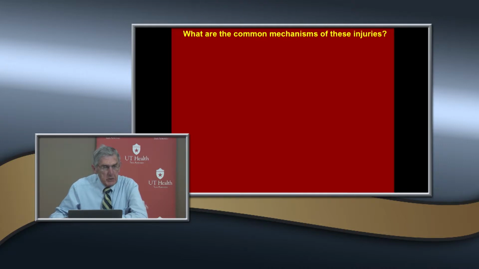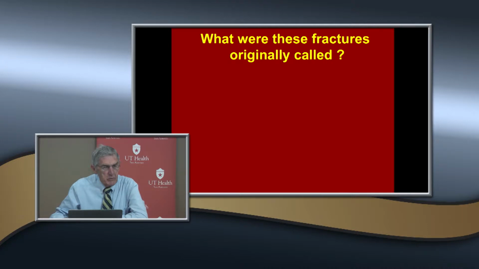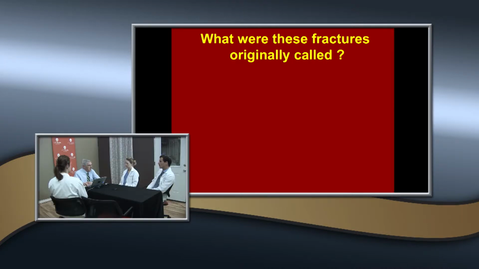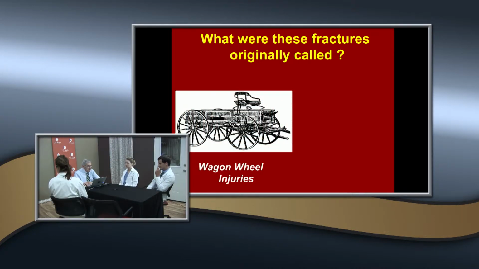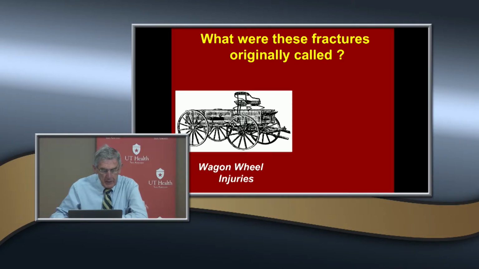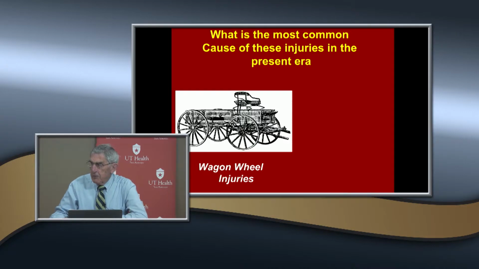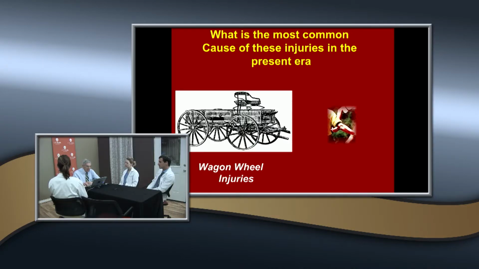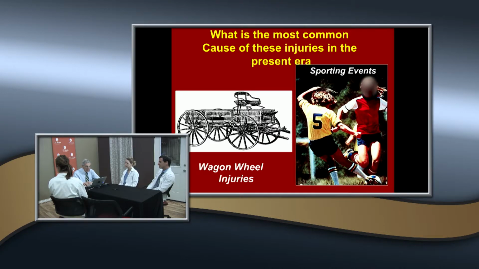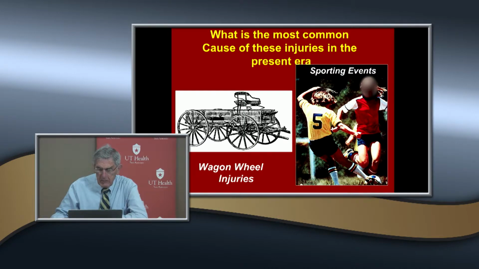So, what's the common mechanism for these injuries? What were these fractures originally called, do you know? Wagon wheel? Yeah, kids would be riding and they'd get their leg caught in the wagon, and so they were called wagon wheel injuries. Now, what's the most common cause? Sports. That's right, exactly right. Sporting events are the major cause of these types of fractures.